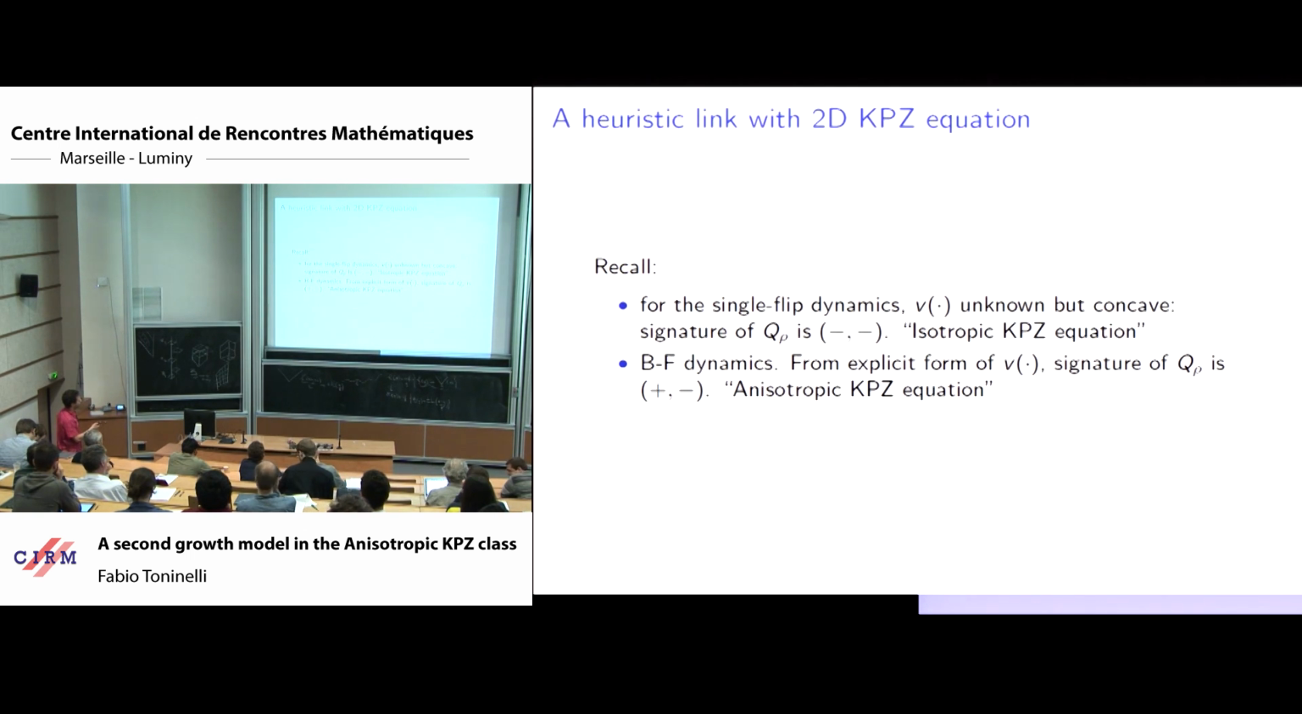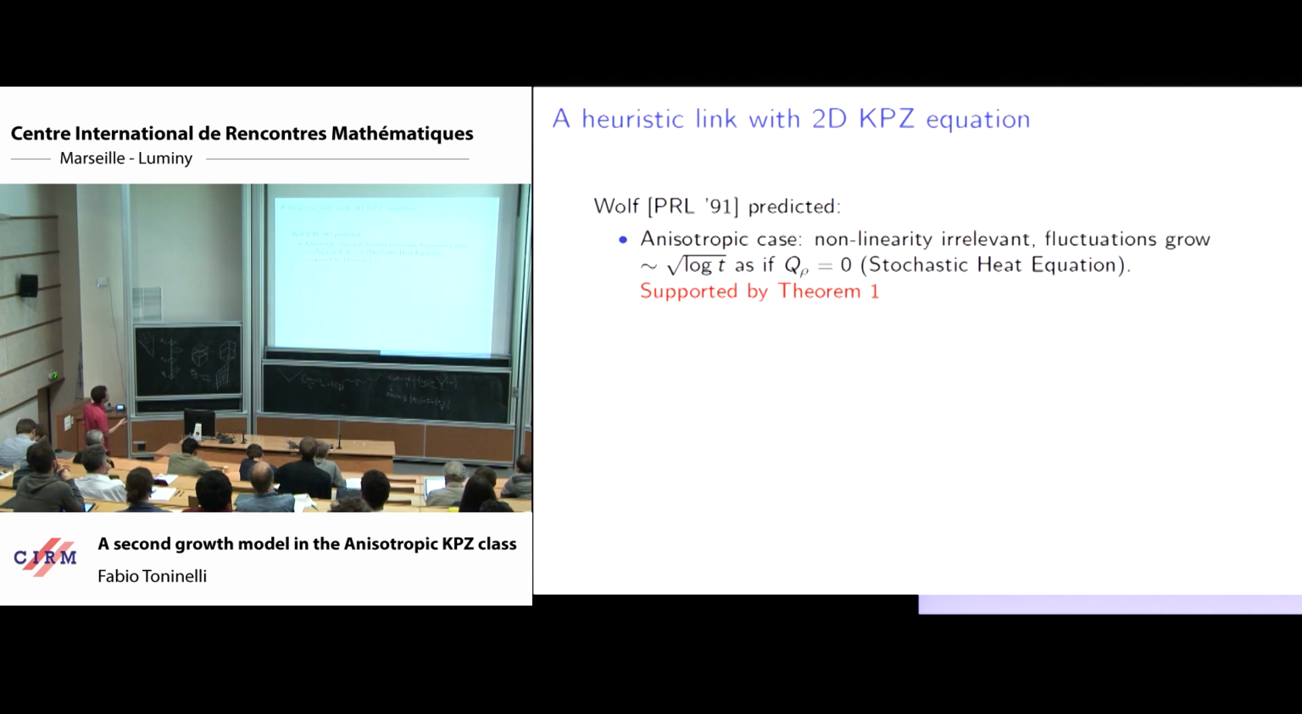The fact that you fall into one of the two classes is believed to have a big effect. It is predicted by Wolf that in the anisotropic class, the nonlinearity will be irrelevant, in the sense that on large time scales, it is as if it were not there. And if it is not there, you just have the stochastic heat equation with additive noise. Fluctuations will grow like square root of log t. This is in agreement with the theorem I had on the growth of fluctuations. Well, I have an upper bound.